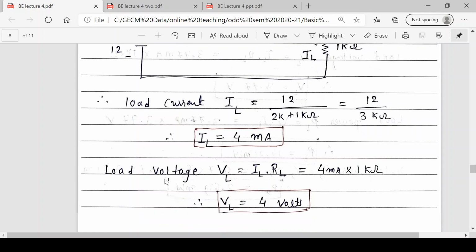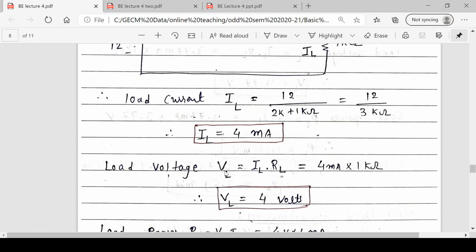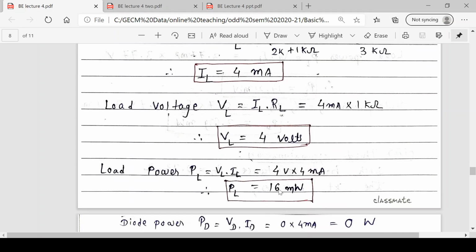Now what will be the load voltage? So according to Ohm's law, V is equal to IR. So VL is equal to IL into RL. IL you just got, 4 milliampere. What is RL? 1 kilo ohm. Kilo and milli are cancelled. 4 into 1. Load voltage is 4 volts.